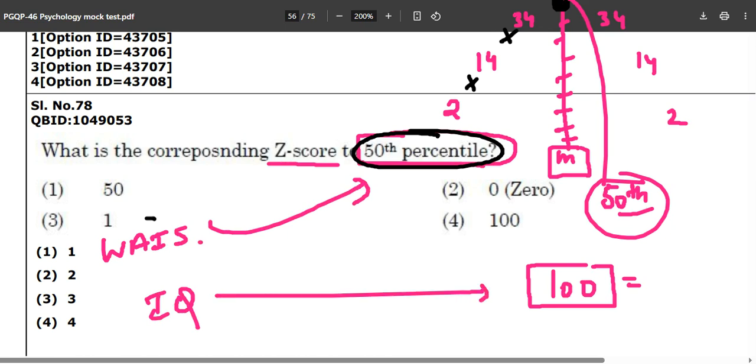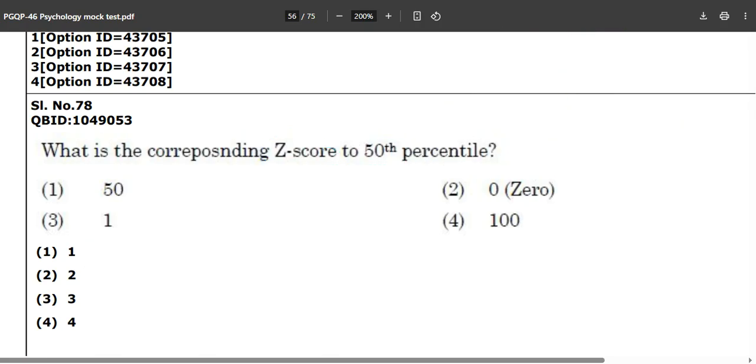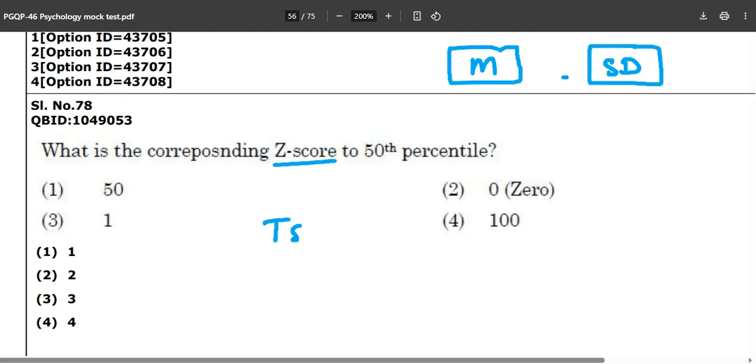All right, but now we are not talking about the WAIS, Wechsler Adult Intelligence Scale. We are talking about the Z score. Z score is what? It is a standard score, and for that you need to understand the mean and SD of each and every standard score. Let's suppose we take the example of a T score. What is going to be the mean? Mean is going to be 50 and the SD is going to be 10.